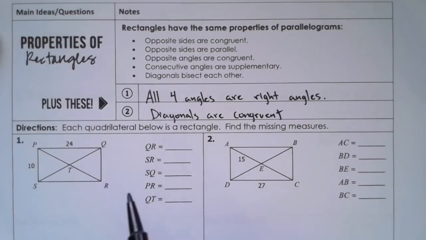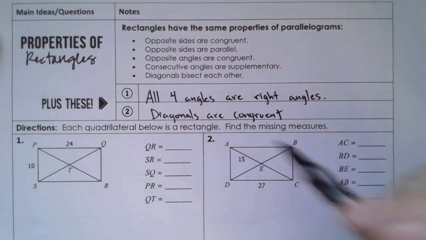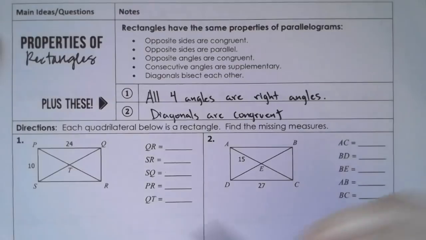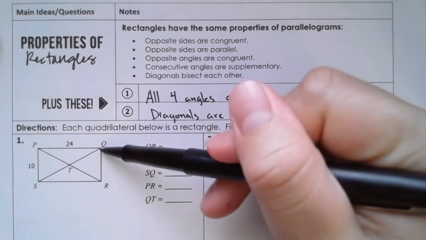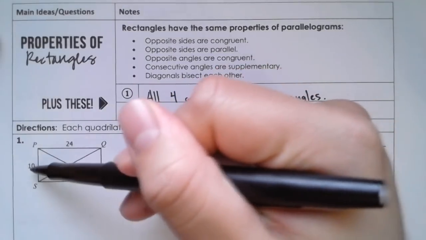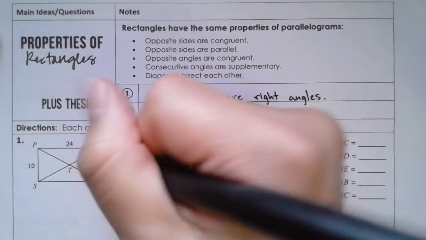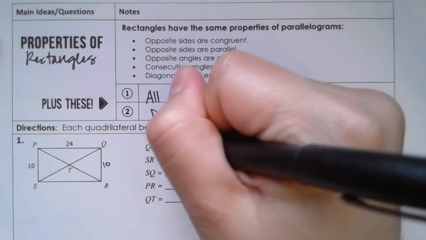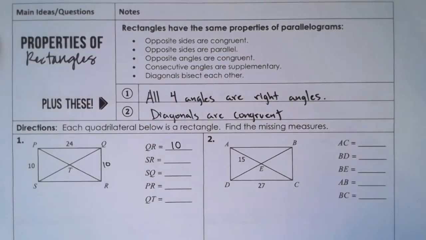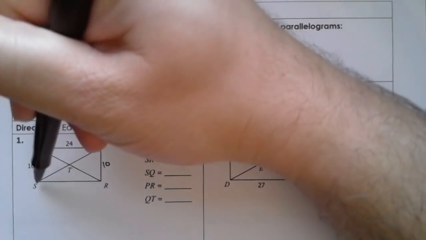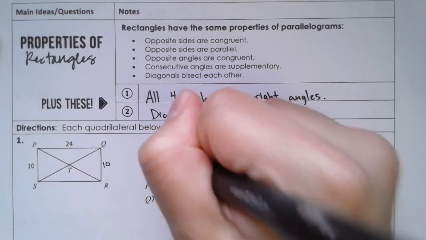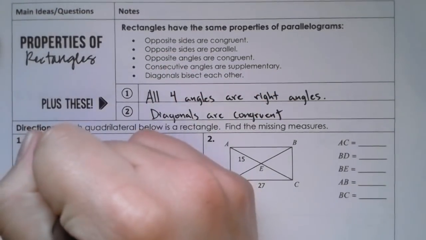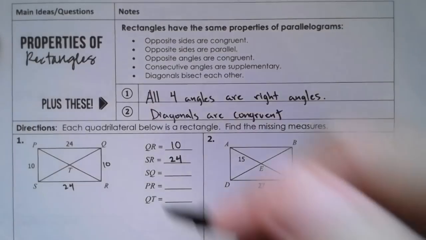So number 1, we have each quadrilateral below is a rectangle. Find the missing measures. So we need to find QR. QR is right here. PS is 10. The 2 opposite sides here are clearly the same, so QR is 10. SR is the bottom side here. The top side is 24, and of course the bottom one must also be 24. So let's label it there too.